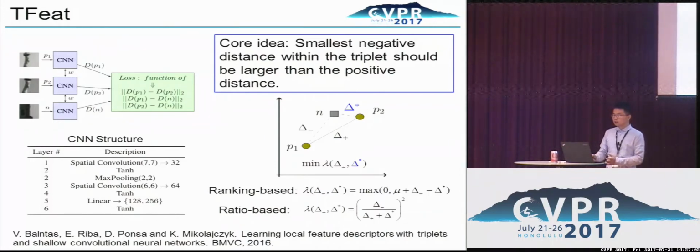As a simple illustration of this idea, let's look at the right figure here. It shows 3 samples in a triplet, 2 form a matching pair, and the other one is the non-matching one. If we can make the delta star larger than the delta plus, obviously the delta minus will also be larger than the delta plus too.